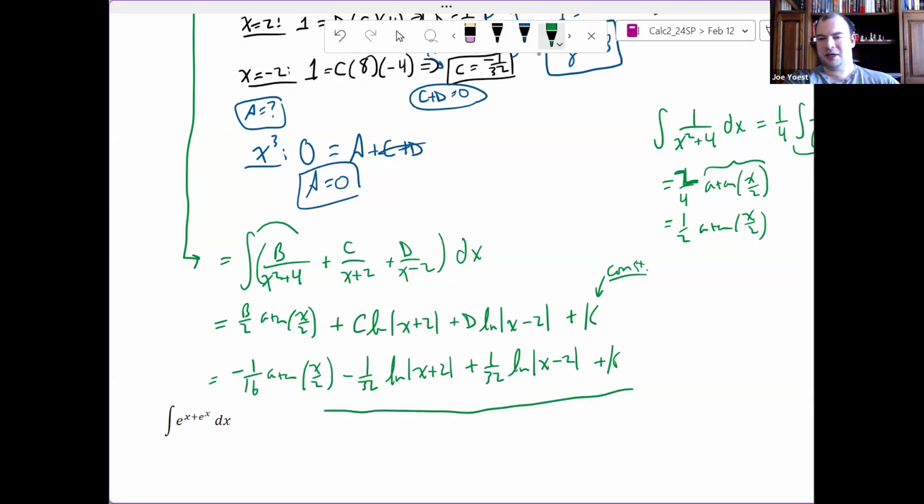I'm not going to worry about combining those logs because even if I did go through the hassle of combining them with the exponents and so on, it's not going to combine with the arctan anyway. So I'll just leave it like this.